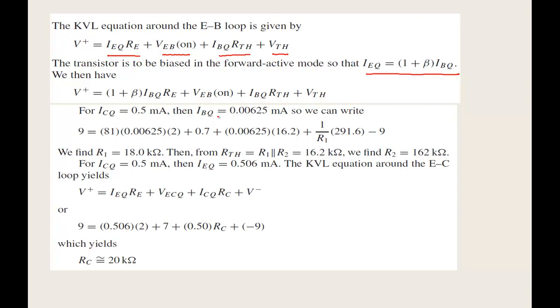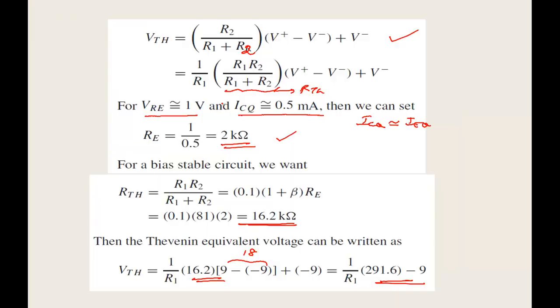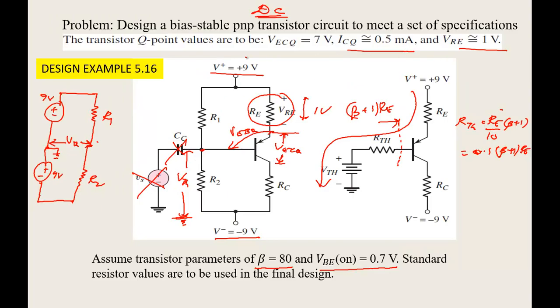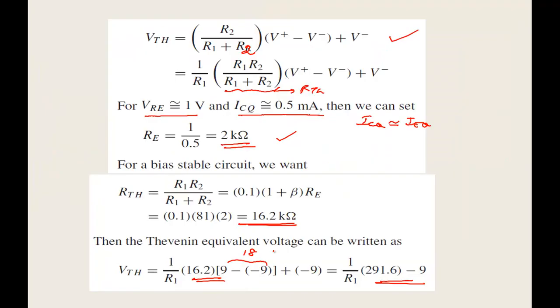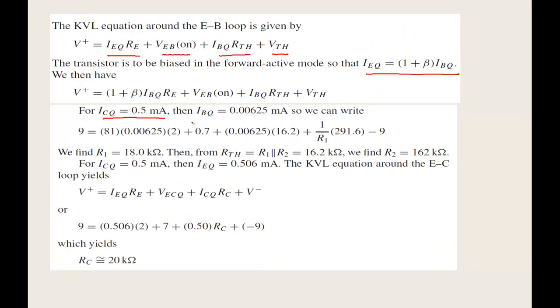But anyway, leave it. Since ICQ is 0.5 milliampere, and beta is given as, beta is not given in this form. Yeah, beta is 80 that we have already assumed. So with that, I can find out IBQ. And then we can write it as 9 minus all those things. Why am I doing it like that? Because I will have only one unknown, which is R1. With this I can find out R1.